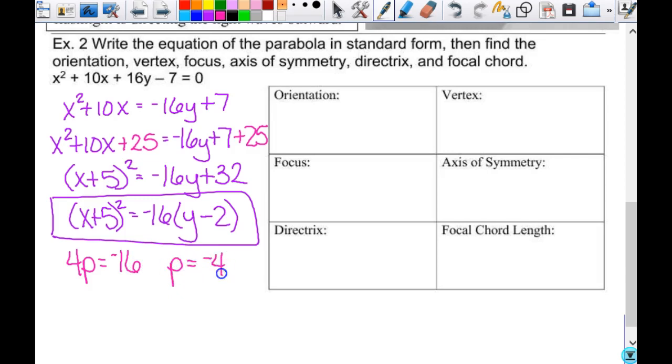Negative 4. Okay, so that's important to me there. Everybody good? All right. Now, as we do this, I'm going to probably write a little bit more in these boxes than you would necessarily have to. I want to make sure you understand where everything is coming from.